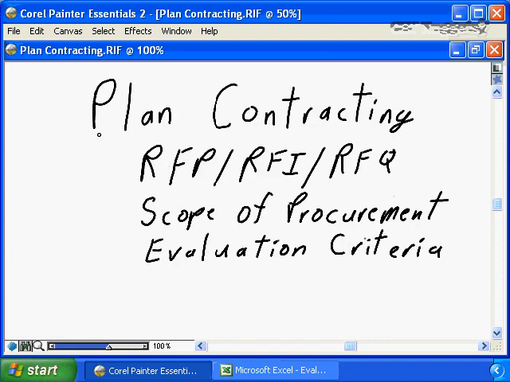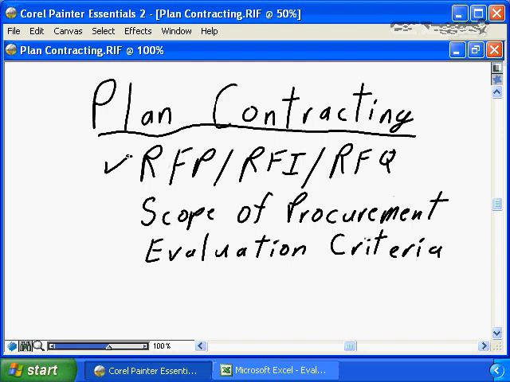The next step in the procurement process is plan the contracting process. In other words, prepare the RFP, the RFI, the RFQ that's required to go out and solicit information from the vendors. If you're not familiar with these terms, RFP stands for Request for Proposal, RFI stands for Request for Information, RFQ stands for Request for Quotation, and basically this alphabet soup will be as wide and as varied as the number of organizations involved in the procurement process.